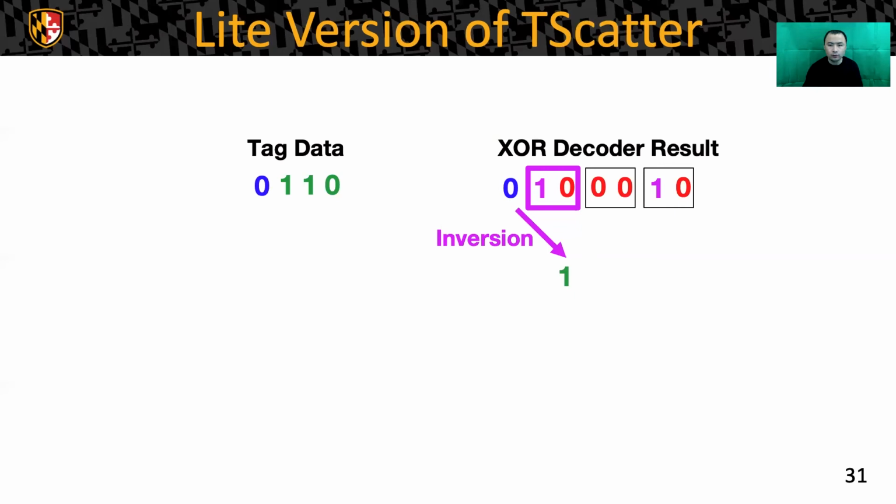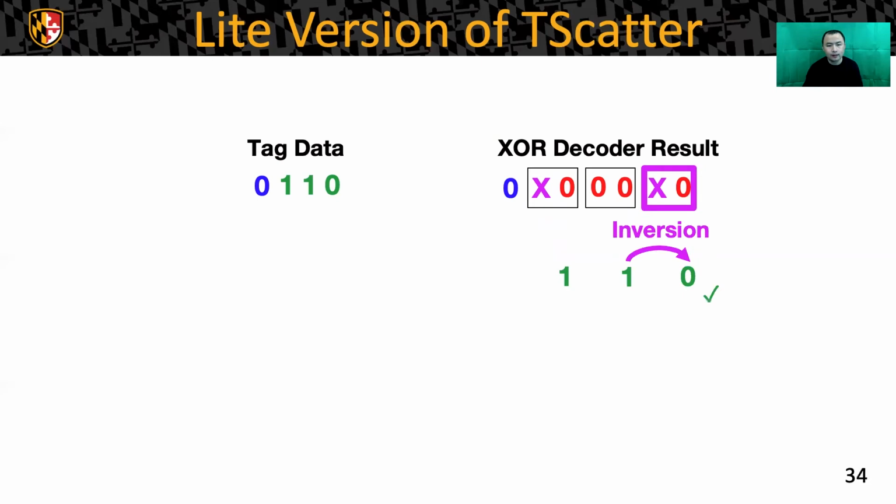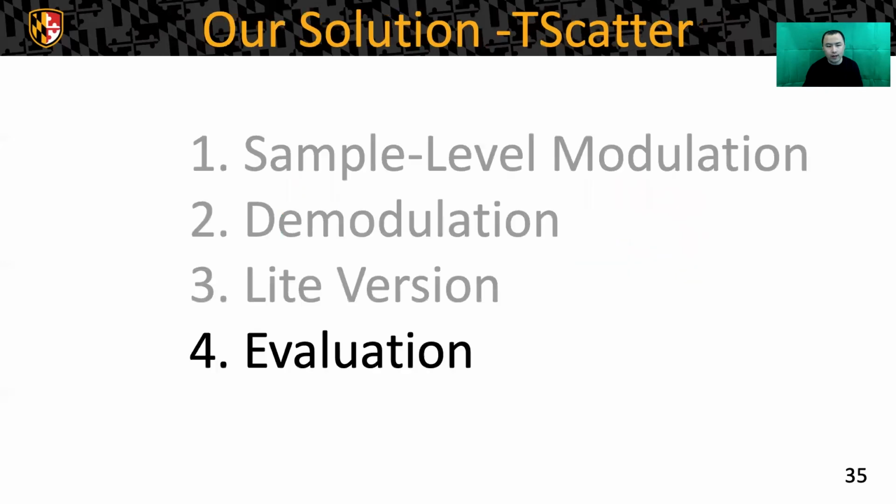In the first group, there is an inversion sign. The final decoding result in the first group should be different from the predefined data. It is 1. In the second group, there is no inversion sign. The decoding result of the second group should repeat the last bit of data. It's still 1. The third group contains an inversion sign. Therefore, we invert the last bit of data to get the final result of the third group. It's 0. Now we get all tag data correctly.